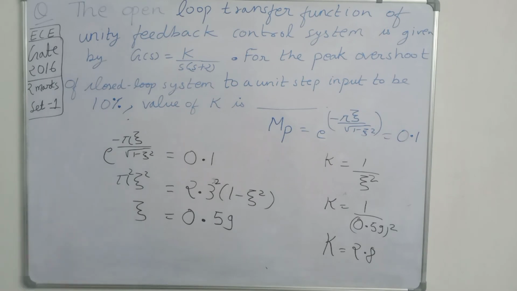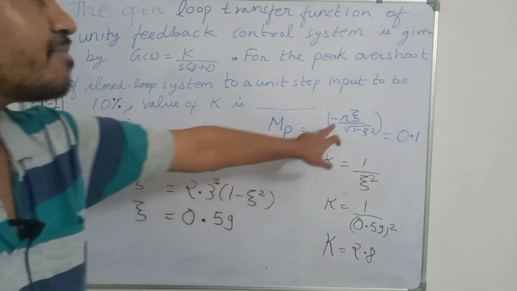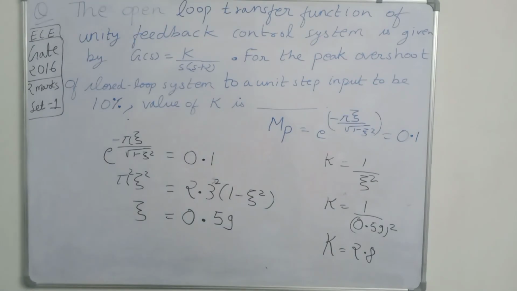So this is the formula for peak overshoot, which was given as 0.1. Using the characteristic equation, we found ζ = 1/√K, or K = 1/ζ². Then we found ζ = 0.59 and K = 2.8. So this was a very easy question from GATE 2016 based on the formula of maximum peak overshoot, which is e^(-πζ/√(1-ζ²)), the whole being an exponential.